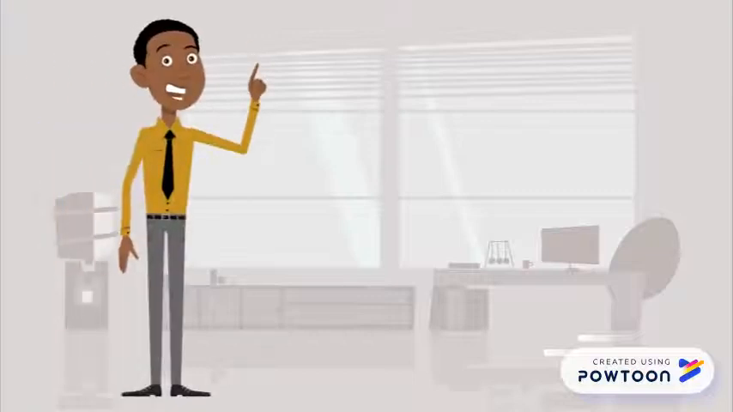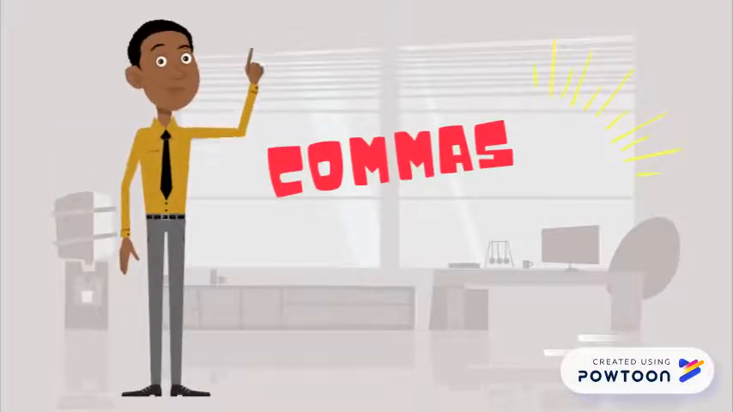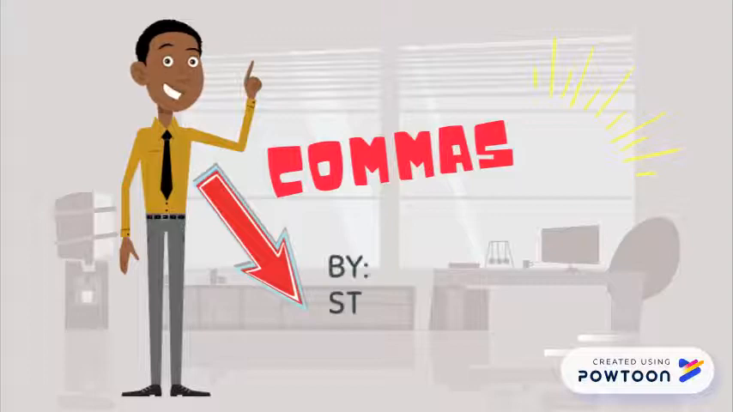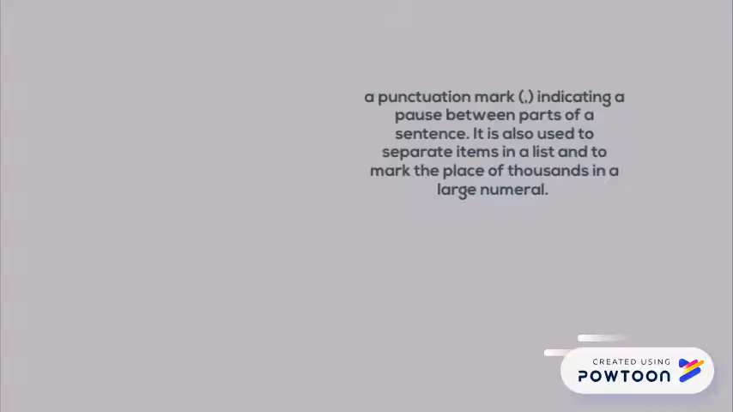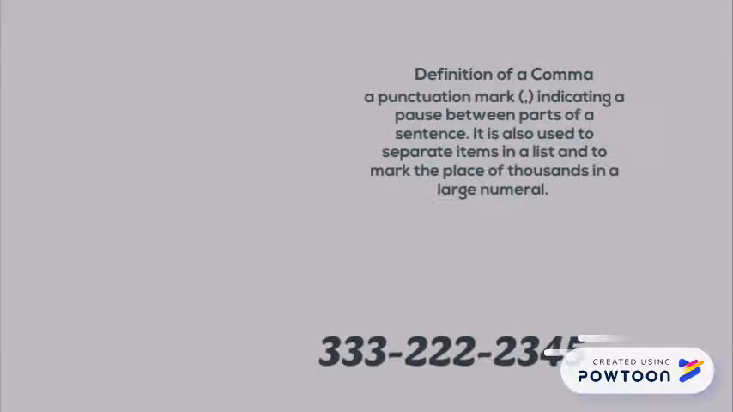When it comes to punctuation, knowing when and when not to use commas in writing is the biggest problem most writers face. The general definition of a comma is a punctuation mark indicating a pause between parts of a sentence. A comma is also used to separate items in a list and to mark the place of thousands in large numerals.